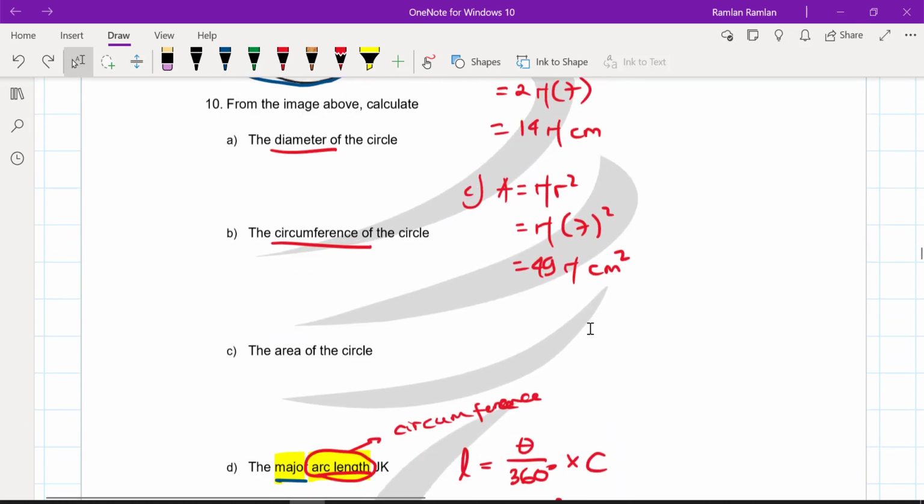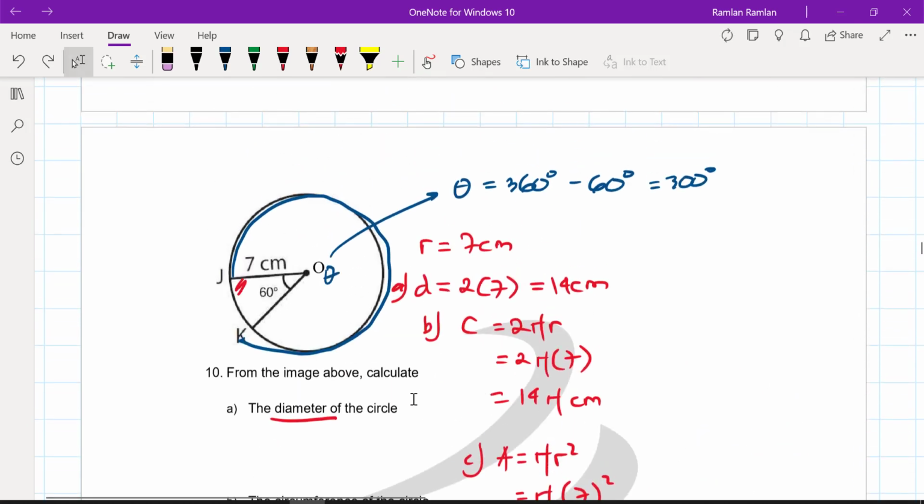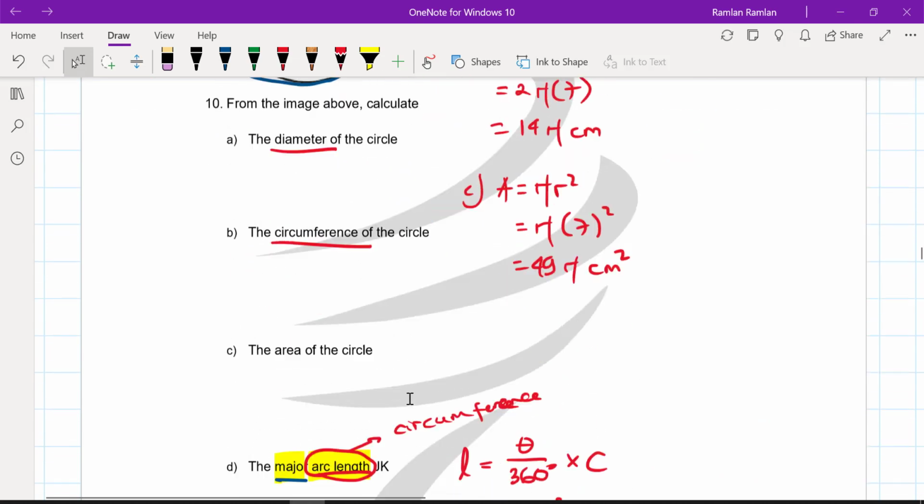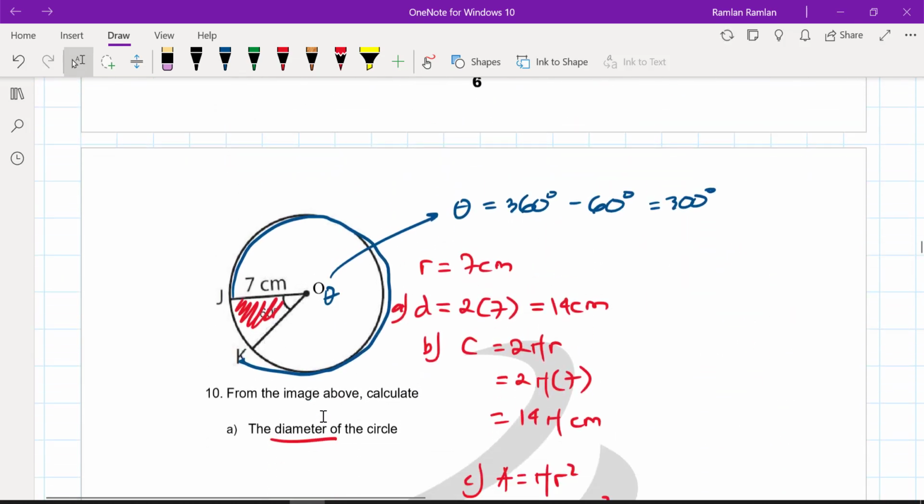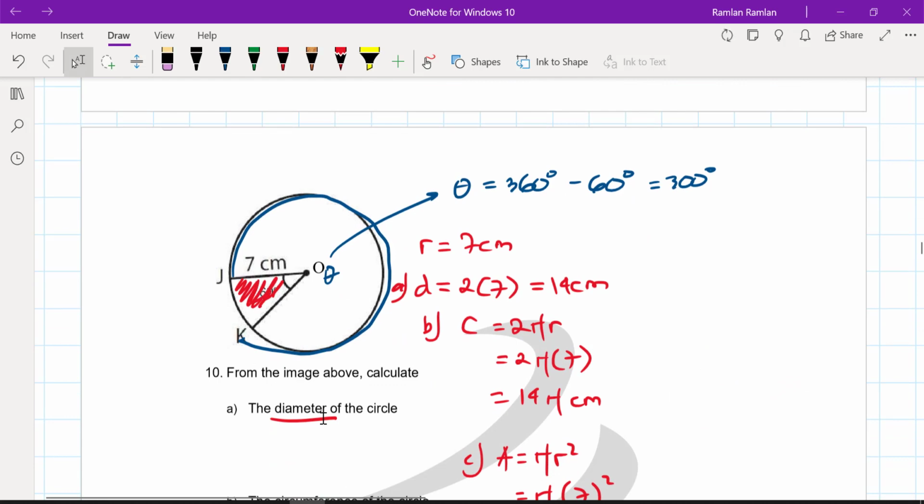Because if I say sector area of J, it's going to be the area in here. And because it says minor, it means that this is the smaller one. Actually, we have two: this is the small one and this one is the big one, right? Because it is asking for the minor one, you're going to use this one over here. So this area is what we're going to calculate.